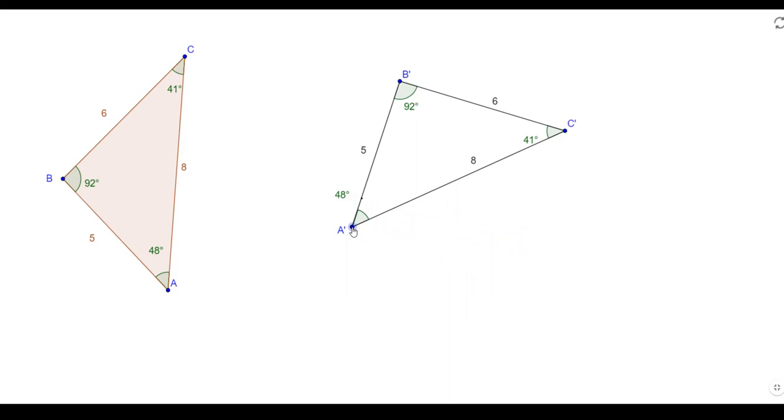Now what happens if I close this figure in to make it a triangle? Let's see what happens. We notice that now the other sides and angles are also congruent. Angle A is 48 degrees, A prime is 48 degrees. Angle C is 41 degrees, C prime is 41 degrees, and side AC is 8, and A prime C prime is 8. So when we have that side angle side congruence, the other corresponding parts are also congruent, and that is how side angle side works.